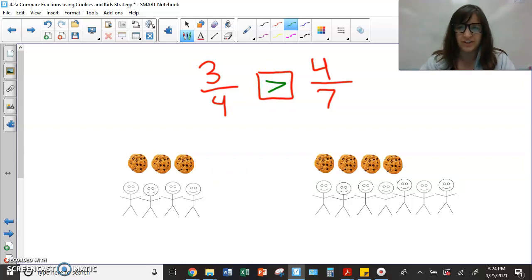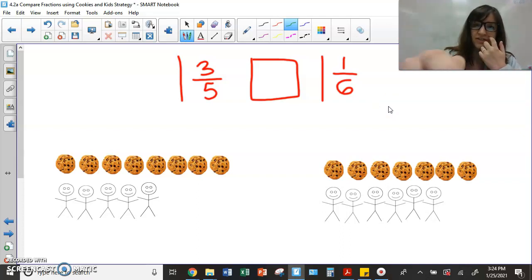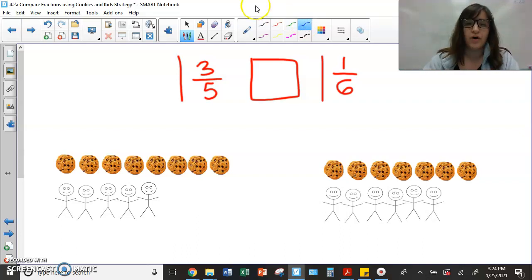Now you might wonder, could you do this with mixed numbers? Let's see. So we have 1 and 3/5 compared to 1 and 1/6. Well, how do I show that? Well, what I would need to do is I would need to take these fractions and turn them into improper fractions.